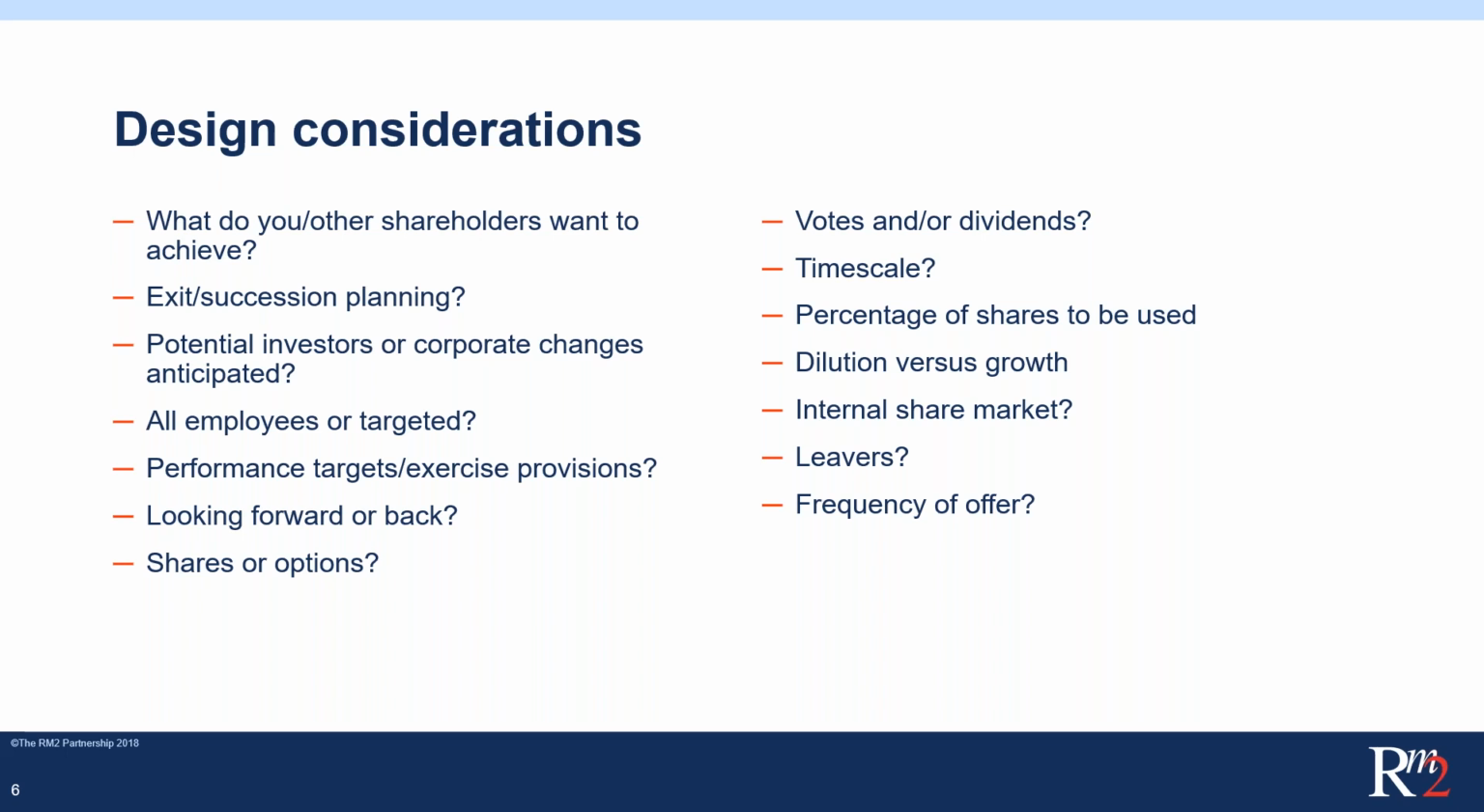And you'll probably need to think about various other detailed points as well. So how much do you want to give away? How much dilution are you comfortable with? Do you want employees to be able to buy and sell shares in the company? What happens if they leave? How long do you think the scheme is going to last for? And how often do you think you're going to make awards?